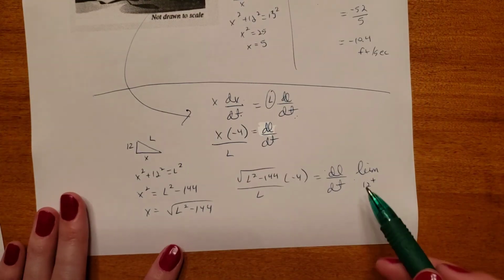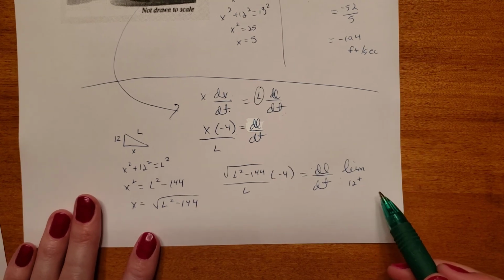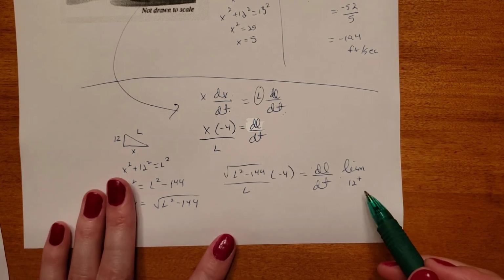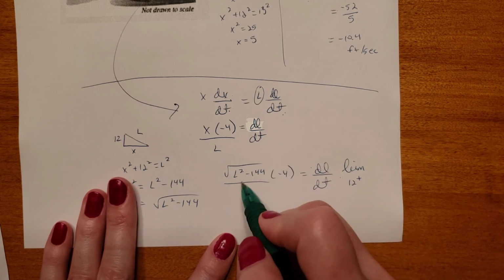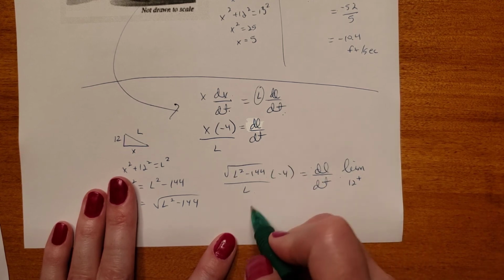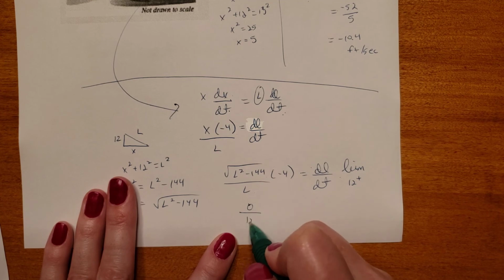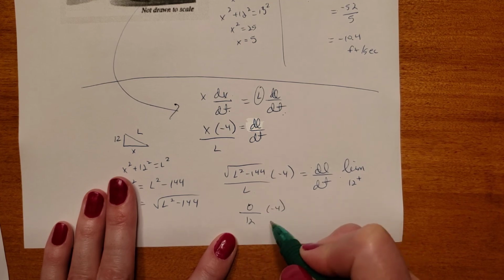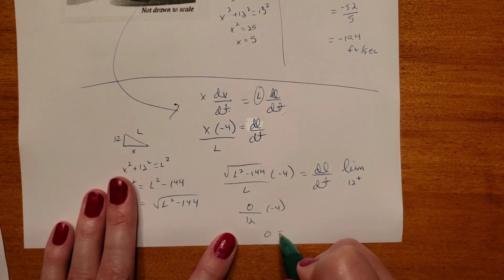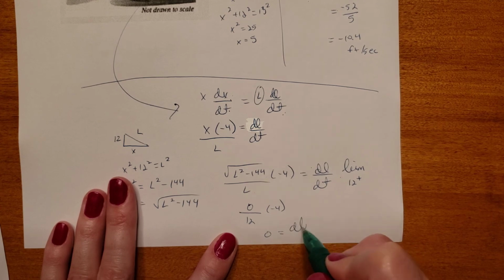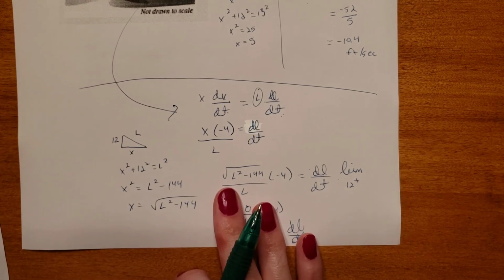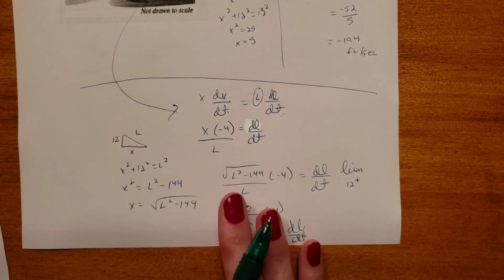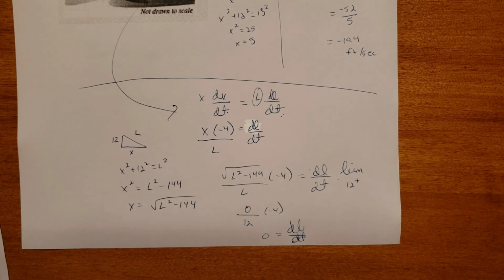All right, so as it gets closer and closer to 12, and now this is where it gets kind of funny. When you put the 12 in, because we can put the 12 in because it's a limit, you get 12 squared, 144 minus 144 is 0 over 12. So the whole thing is 0. So the limit of the speed of, what were we looking for? What happens to the speed at which the winch pulls in the rope? Well, it gets down to being 0.